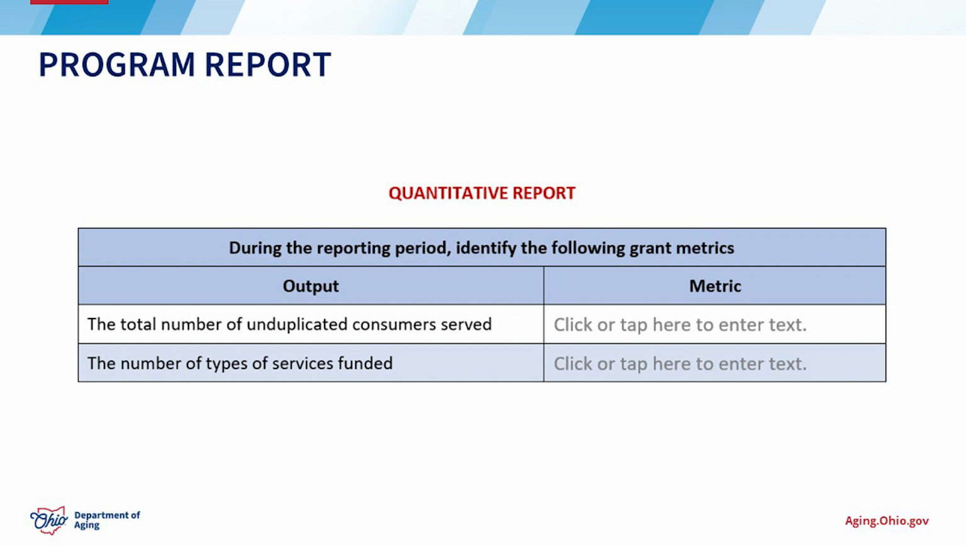Let's say that Alice Brown received home delivered meals and a home modification service. Even though Miss Brown received 2 services, we'd only count her as one person, one unduplicated consumer. In the same scenario, let's say that our county has only funded home delivered meals and home modifications so far. We would report that as 2 types of services.